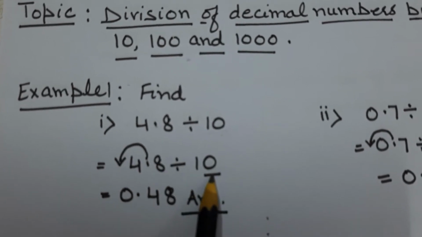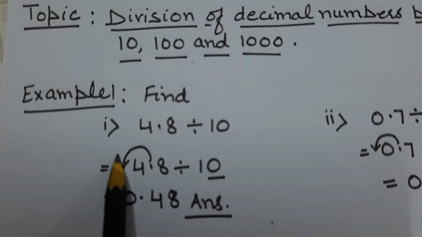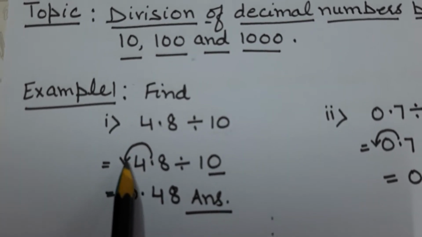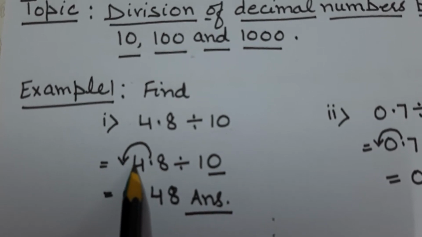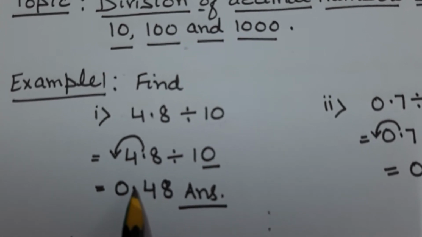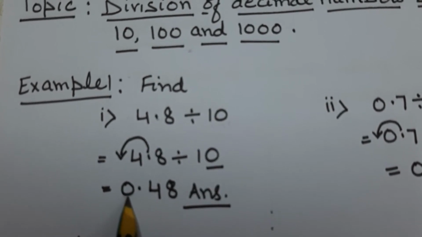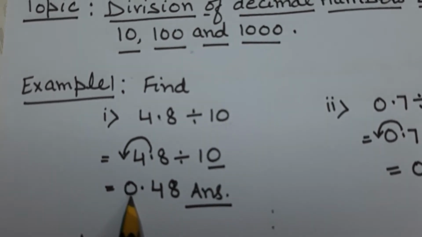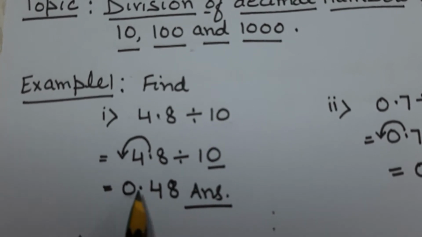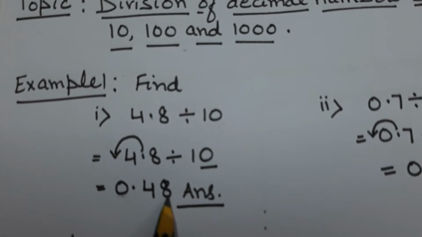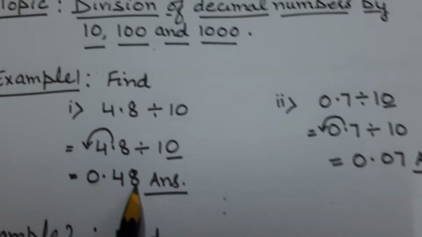Okay, so the decimal is here. When we divide it by 10, this decimal will be shifted to the left-hand side by 1 digit. So the decimal will be before 4. If we put the decimal before 4, it means the whole part is 0 now. So it will become 0.48. It's quite interesting and easy also.